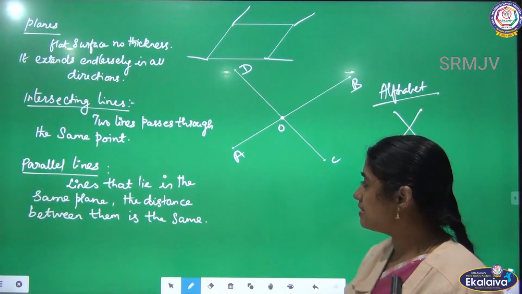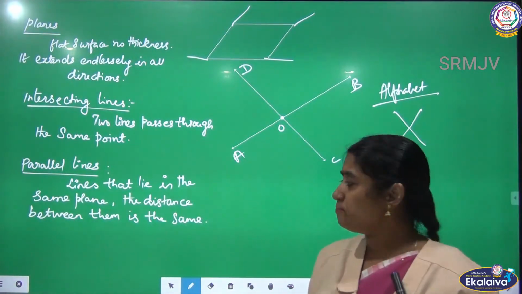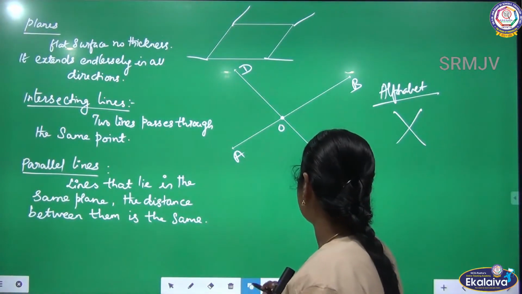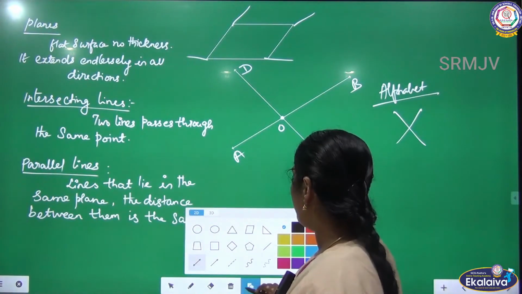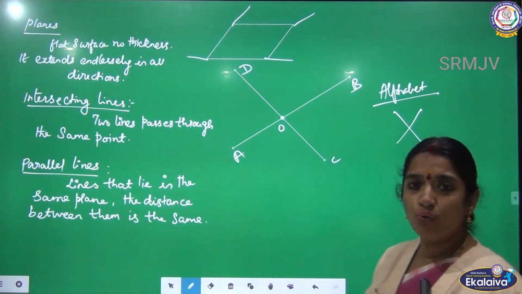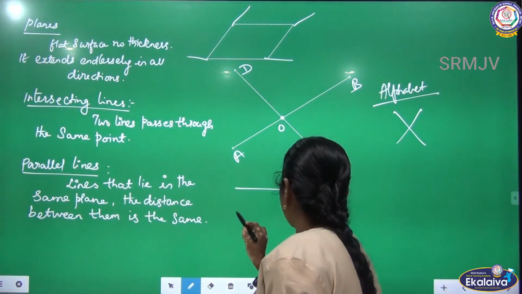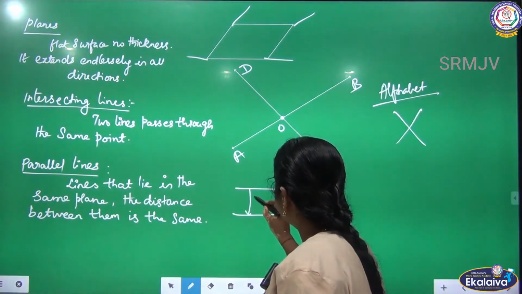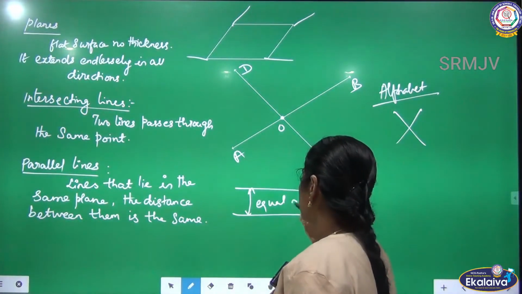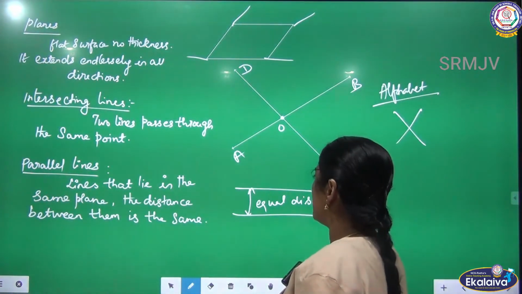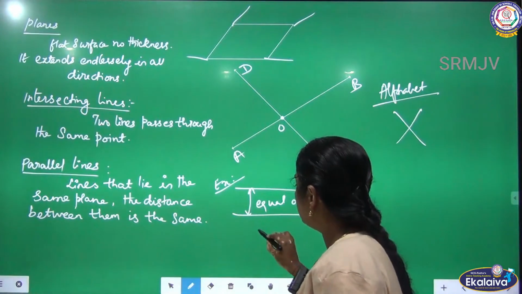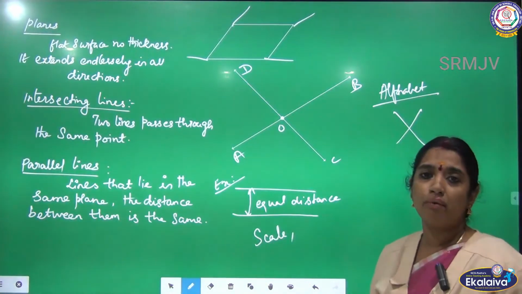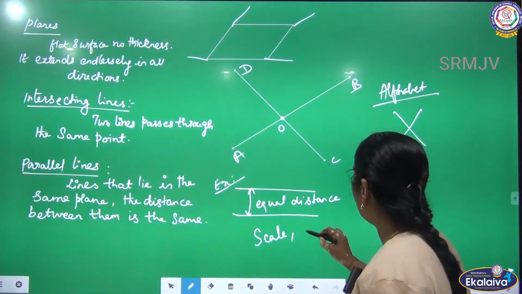Parallel lines are lines that lie in the same plane, and the distance between them is the same. For example, if you take a scale, a geometrical ruler, it lies in the same plane, but here the distance is what? Equal distance. An example is your scale or else a railway track. Have you noticed the railway track? It is a good example for parallel lines.